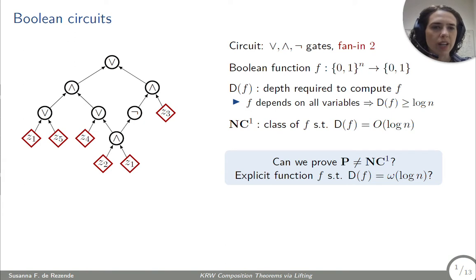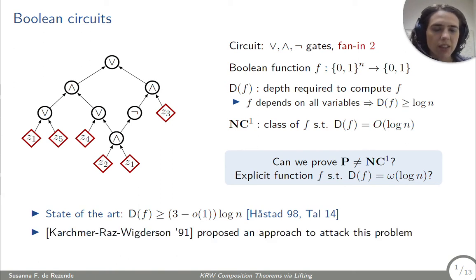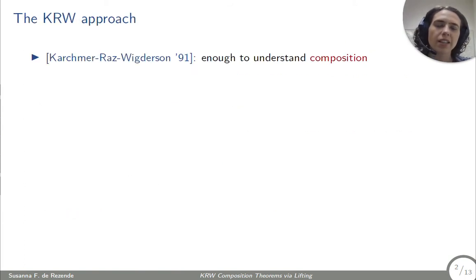And actually, it's surprisingly difficult to prove depth lower bounds. The best lower bound we can prove so far is simply 3 times log n. And this has been known for over 20 years. Håstad proved this in '98, and since then, the only improvement has been in this little o factor. So in order to address this P versus NC1 question, Karchmer-Wigderson proposed an approach. So what they showed is that it's enough to understand composition of functions.